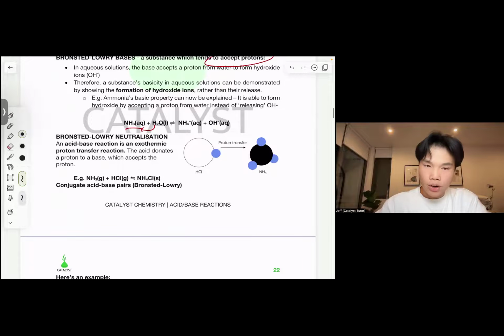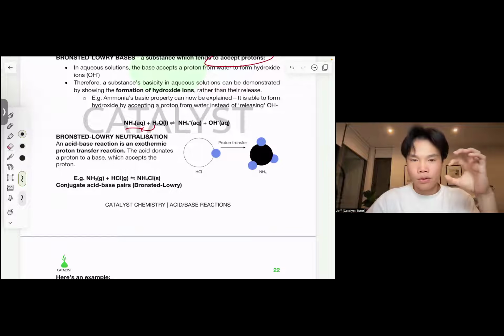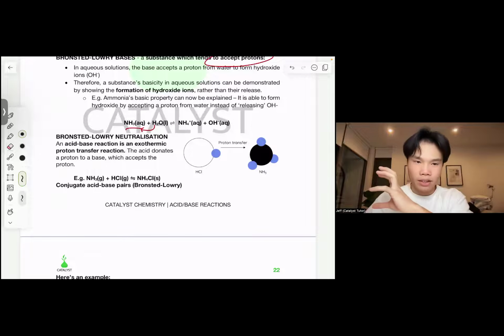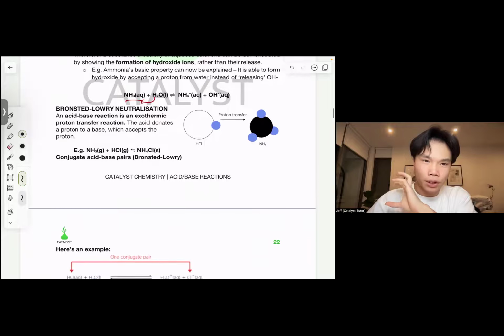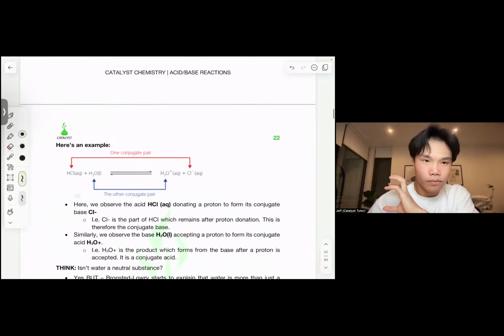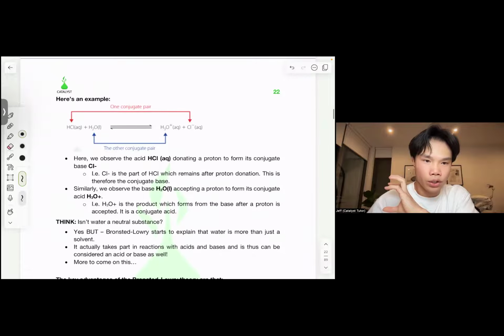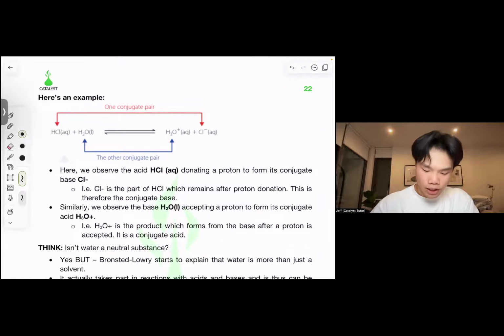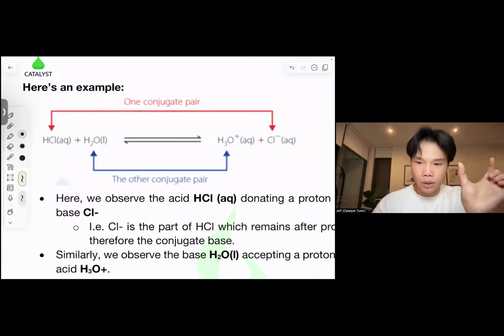Then Bronsted-Lowry neutralization is simply defined as an acid-base reaction, which is an exothermic proton transfer. So you're transferring a proton from an acid to a base. And that is now our working definition for neutralization. And it introduces the idea of conjugates. Spotting conjugates is really easy. You just look at the two substances that look very similar and are different by a single hydrogen. That is your conjugate pair.